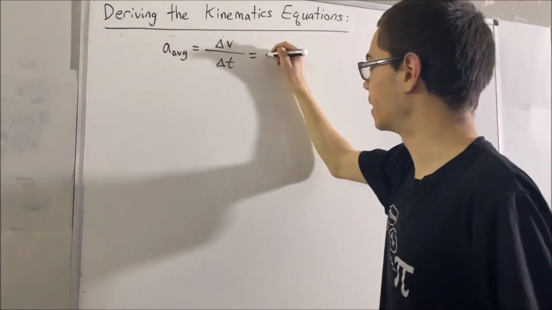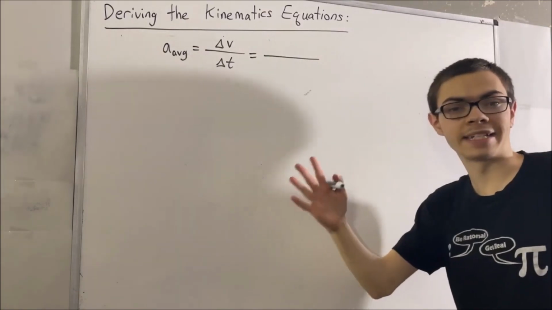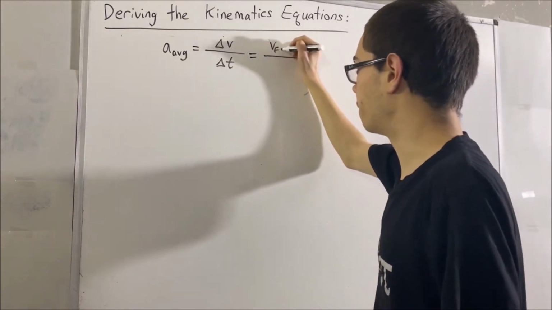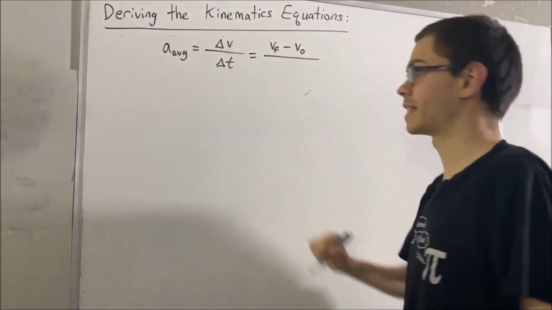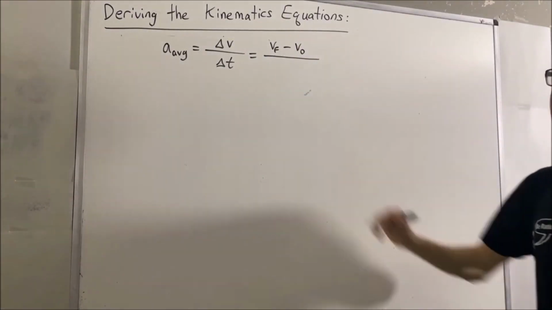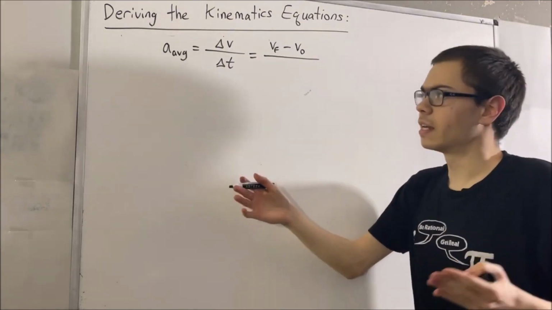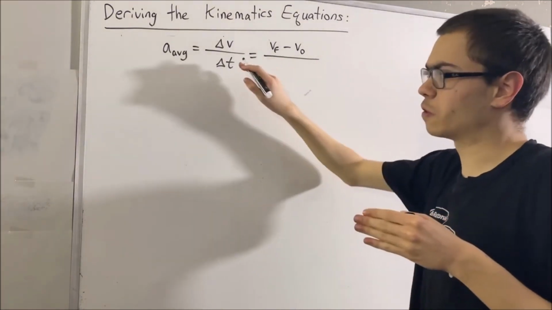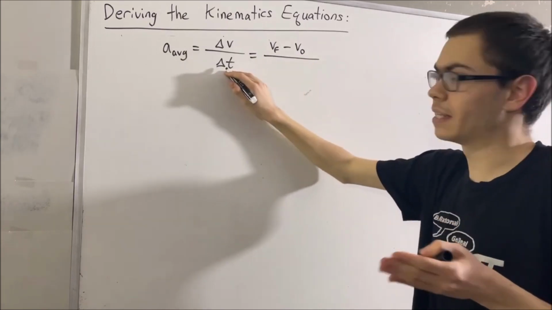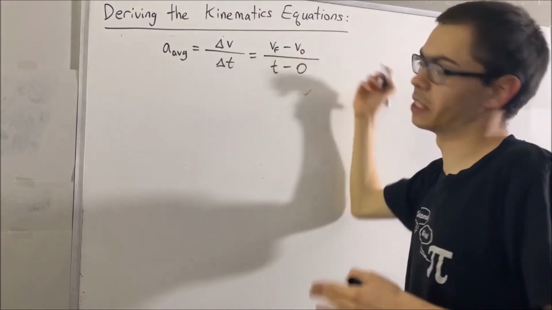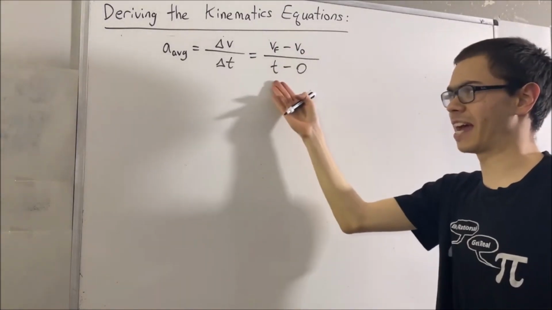Change in velocity is really just final velocity minus initial velocity. I'm going to call the final velocity Vf and the initial velocity V naught. As for change in time, that's just final time minus initial time. Now, the convention we typically use for change in time is we call the final time t and the initial time 0, right? So just like that.